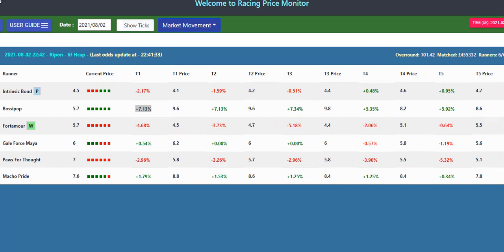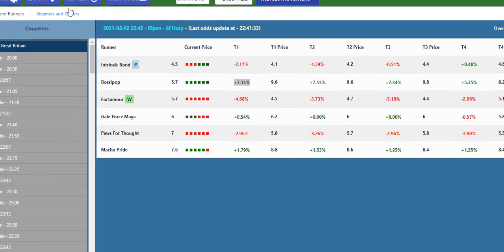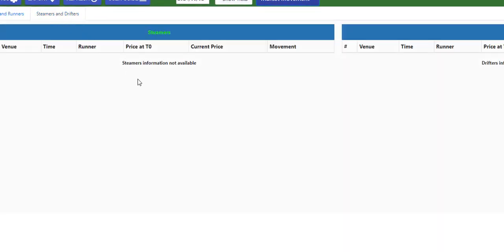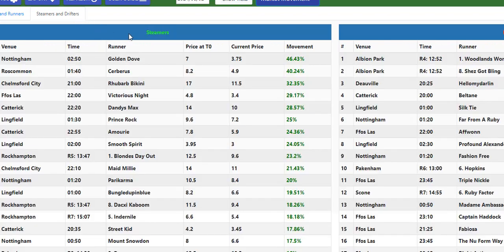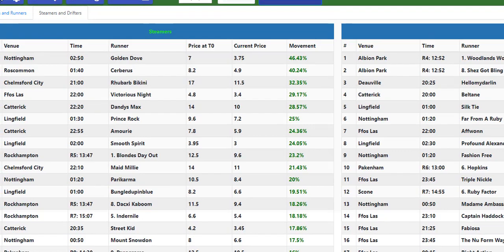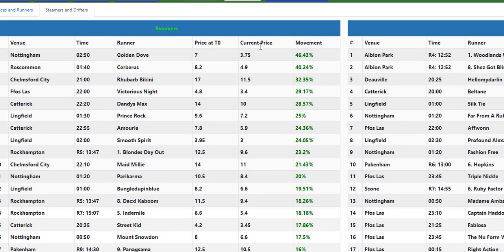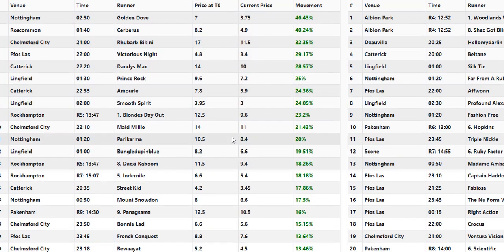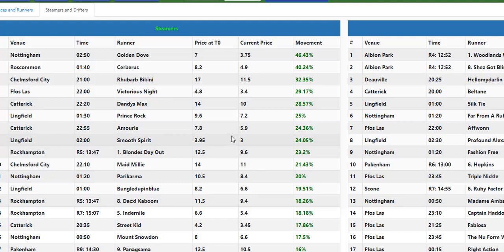Okay, so thanks for watching this. Racing Price Monitor is a great way to see what's happening in the market, and we also have other options like the steamer and drifter option. If I just click on that, it gives us information on what horses are steaming in. And we can see here now the current price, the price movements are all there. So this is another part. It's not part of market movement. This is price movement, but it's another option that's available in our Racing Price Monitor.